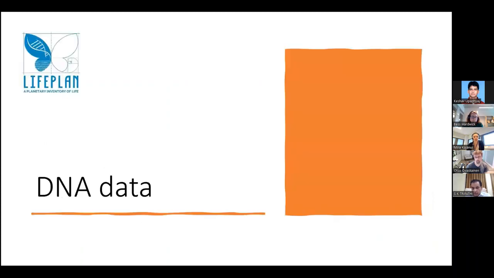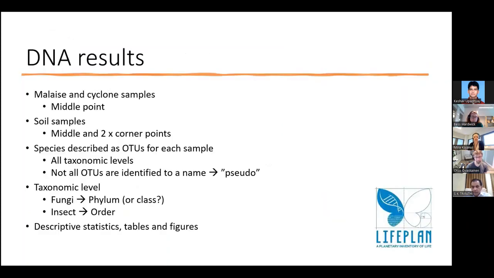Then we go to the DNA data. All the DNA data can be presented with similar tables and similar figures, except that in Malaise and cyclone samples, we only have data from the middle point of sampling, whereas the soil samples we have from 3 points of sampling, previously actually 5, but I think from now on it should be only 3, so the middle and 2 corner points. So in that case, they will be presented a bit differently, to show you the different points separately.